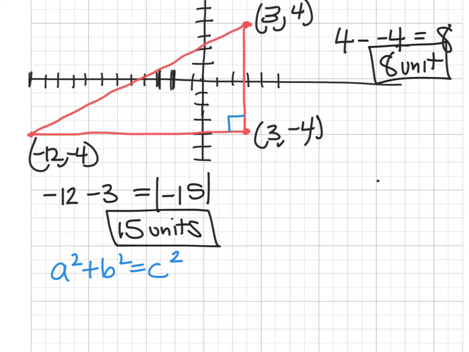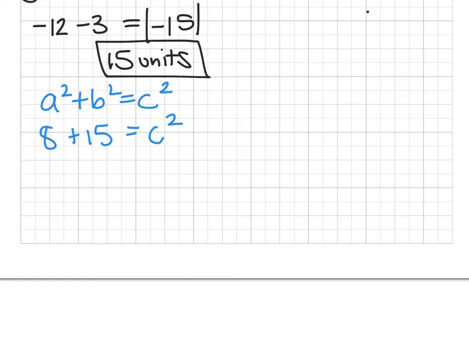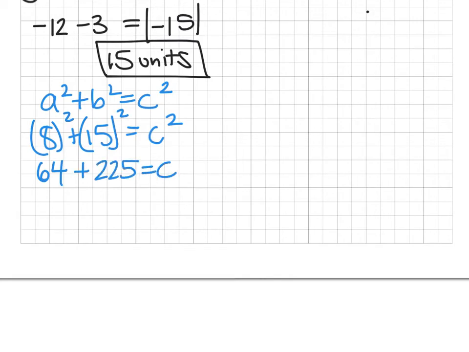So here I'm going to plug in 8 for a and 15 for b. Like I said, I could have interchanged those and plugged in 15 for a and 8 for b. It doesn't matter. But I do need to make sure that my c squared stays where it is. So c squared, we're not sure, we're going to solve what that is. So I have 8 squared and 15 squared. And so 8 squared is 64. 15 squared is 225. And when I add 64 and 225 together, I get 289 equals c squared. Now technically what you're doing is taking the square root of both sides to see what c is.